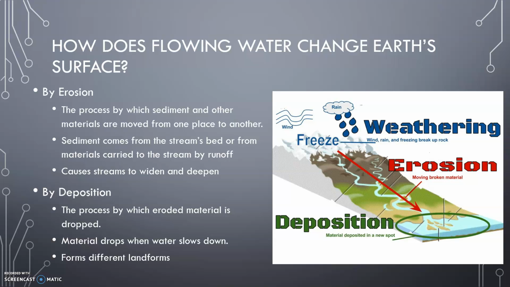This happens because of the process by which those eroded materials are dropped and come to rest. They're laid down. The material drops when the water slows down and comes to an open area, like in this picture, where you notice it's no longer a meandering stream. Now it's more of a lake or a river. The material drops and then it forms into different landforms, such as these little islands that are within the picture.